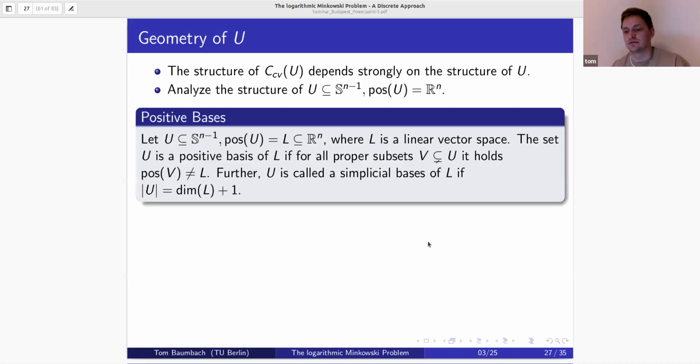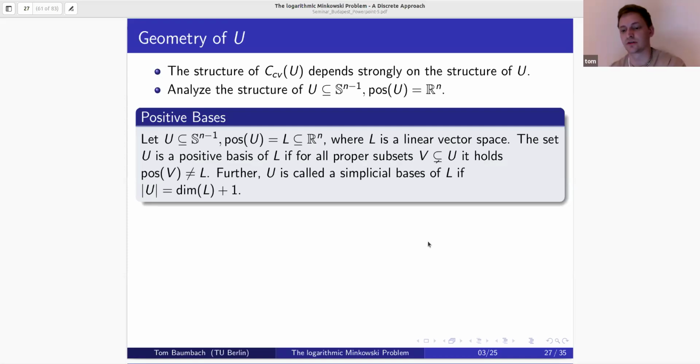And now, to make it even a little bit nicer for us, we only consider positive bases. A positive basis is a minimal positively spanning set. In other words, we consider a set U contained in the unit sphere such that the positive hull of U is equal to a linear vector space L. And then we say that the set U is a positive basis of L if for every proper subset it holds that the positive span of the subset no longer spans the linear space L.